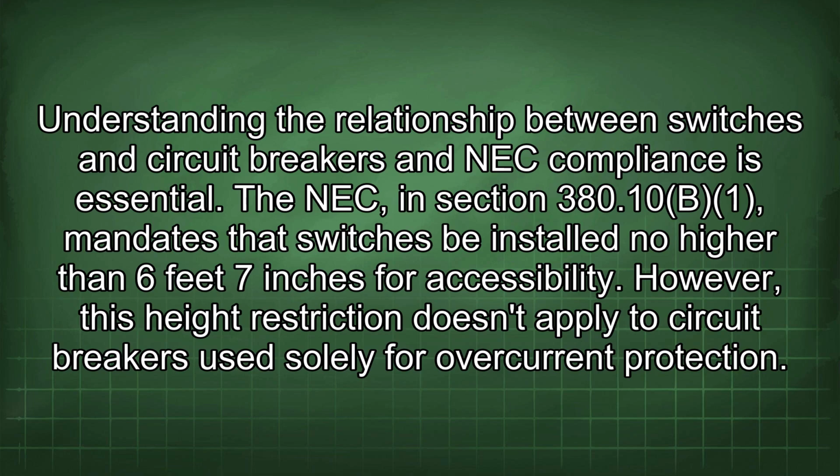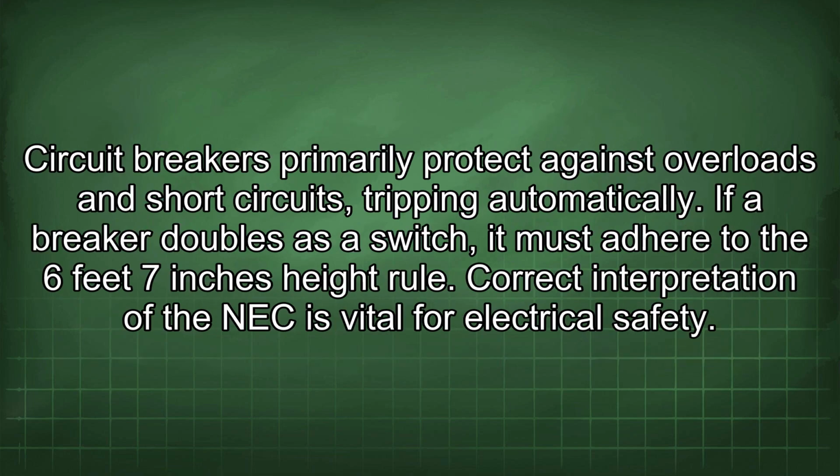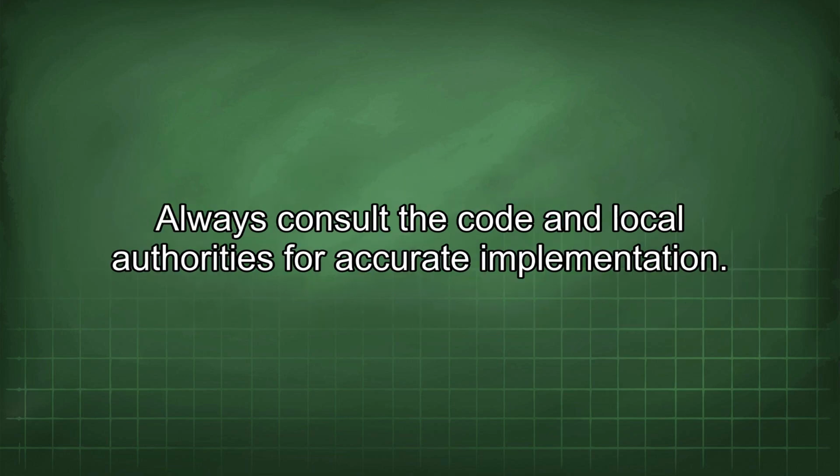The NEC in Section 380.10 mandates that switches be installed no higher than 6 feet 7 inches for accessibility. However, this height restriction doesn't apply to circuit breakers used solely for overcurrent protection. Circuit breakers primarily protect against overloads and short circuits, tripping automatically. If a breaker doubles as a switch, it must adhere to the 6 feet 7 inches height rule. Correct interpretation of the NEC is vital for electrical safety. Always consult the code and local authorities for accurate implementation.